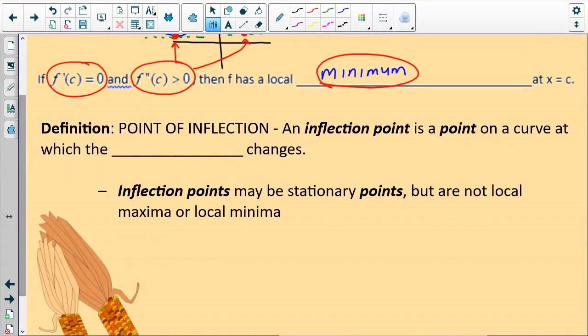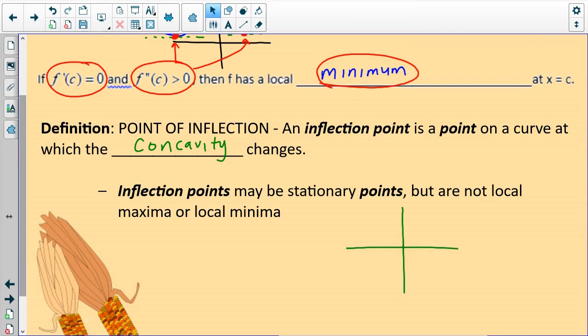A point of inflection is a point on a curve in which the concavity changes. So we've already seen a graph of this, but if I have something where my graph may look something like this, we're concave up over here, we're concave down over here, and then at some point, it changes from concave up to concave down. That point is called a point of inflection.